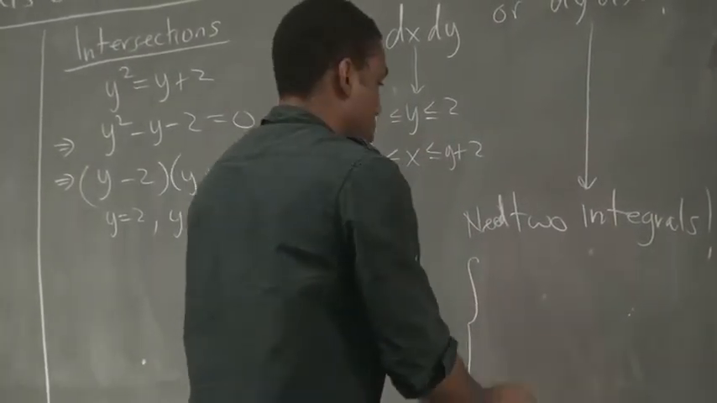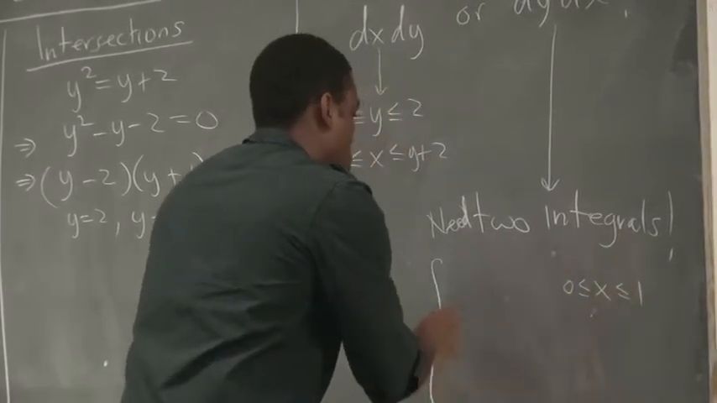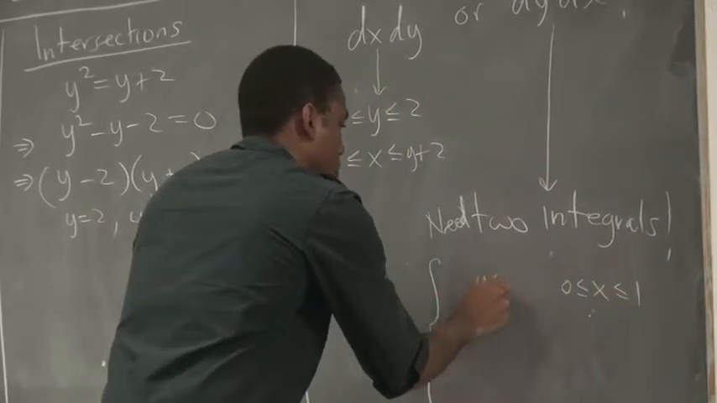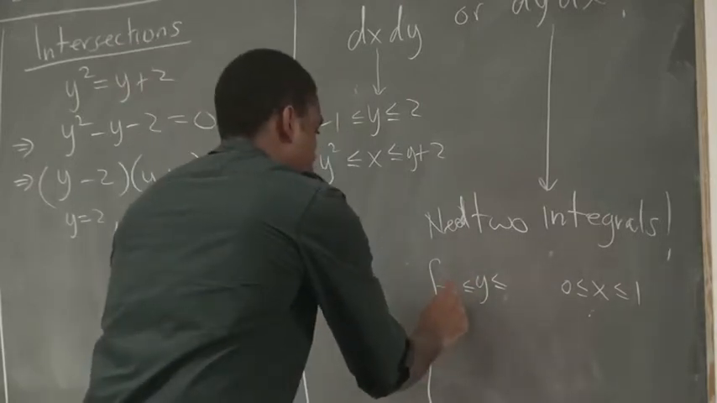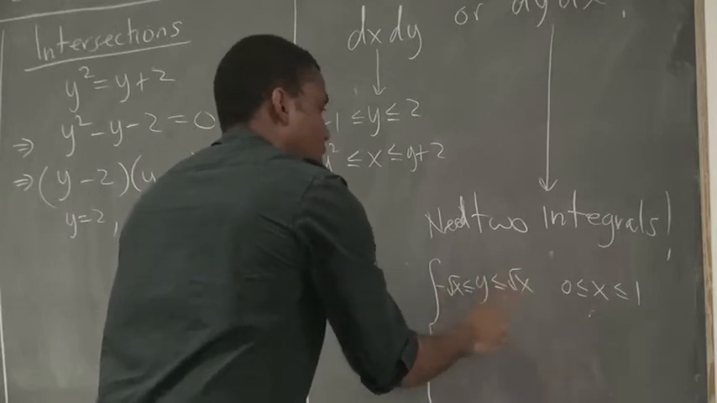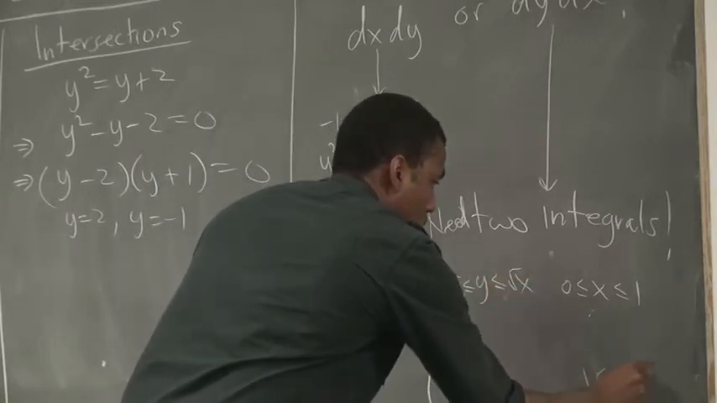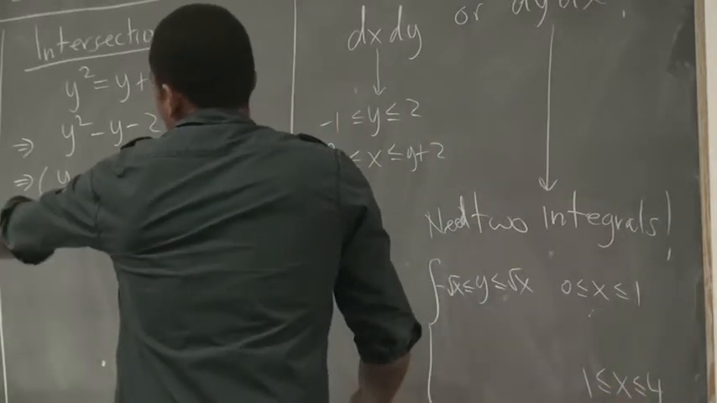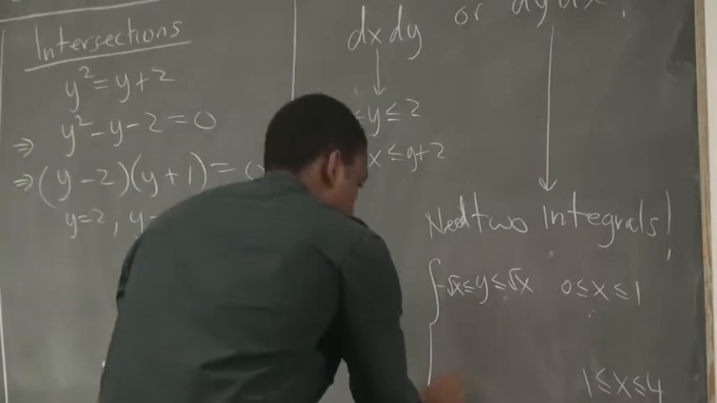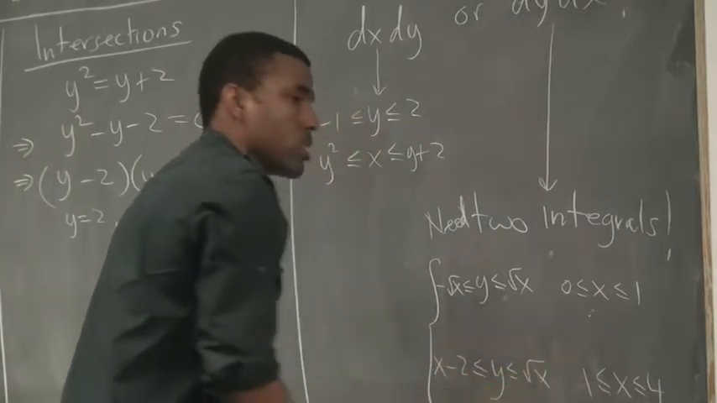When x goes from 0 to 1, your y goes from minus radical x up to positive radical x. And then when your x goes from 1 up to 4, your y would go from the line at the bottom, which is x minus 2, up to the radical x.